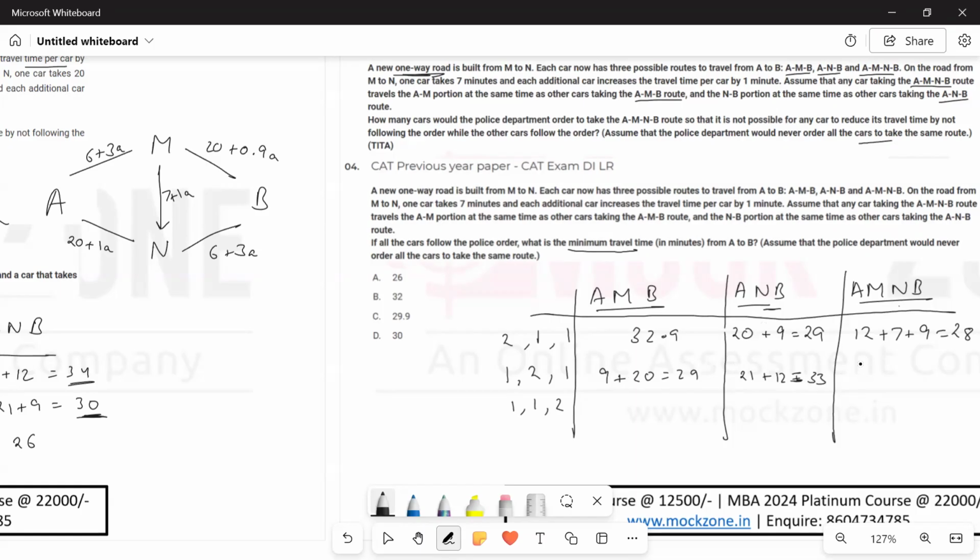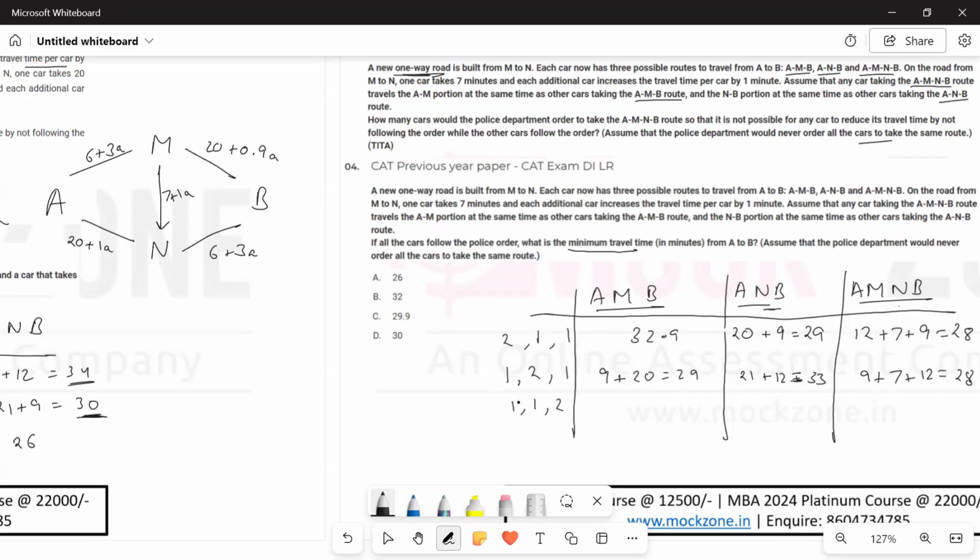अब AM NB में A से M में कितनी गाड़ियां आ रही हैं? दो. 9 minutes. M से N में कितनी गाड़ियां आ रही हैं? एक, प्लस 7 minutes. प्लस N से B में कितनी गाड़ियां जा रही हैं? नाउ N से B में जाएंगी तीन गाड़ियां, which is 12. तो ये कितना आ जाएगा फिर से? अगेन 28 minutes. Again they can break the rules to change the time.